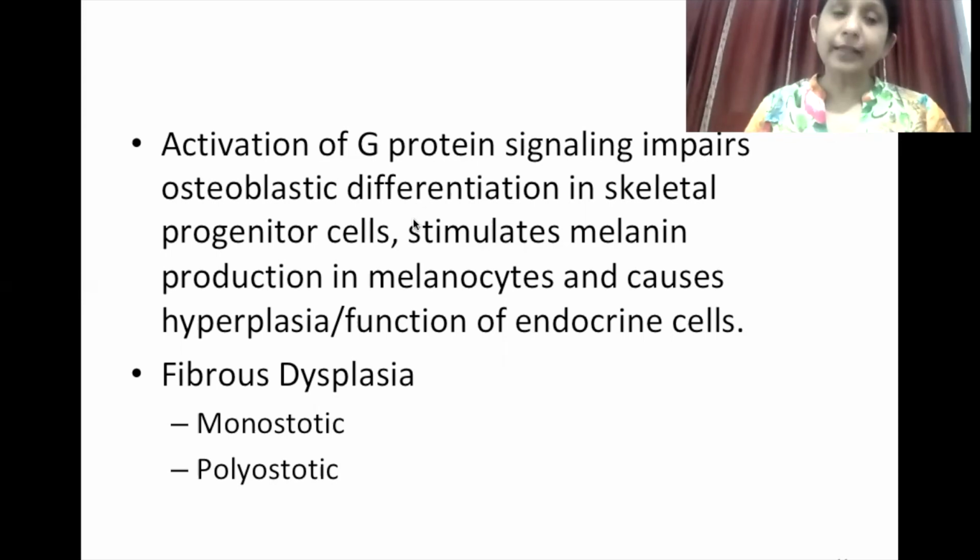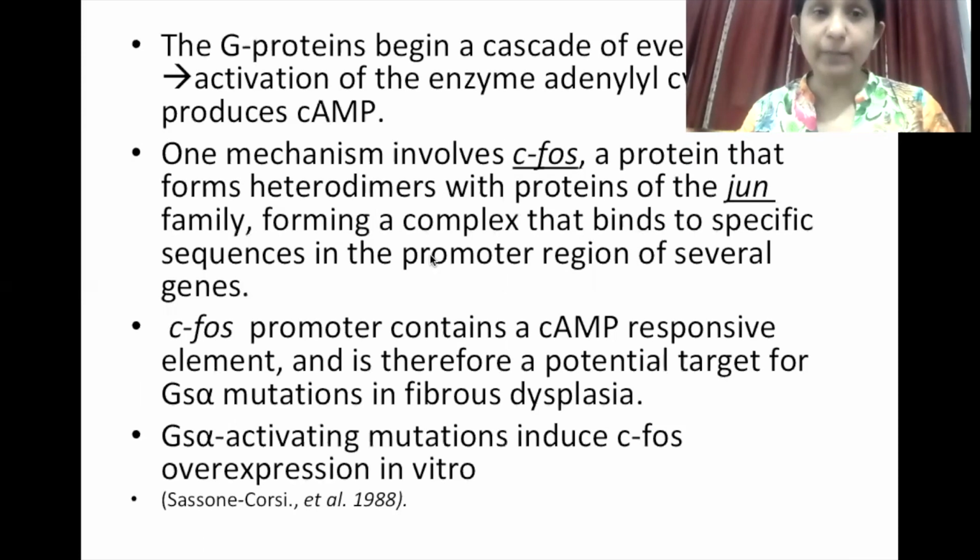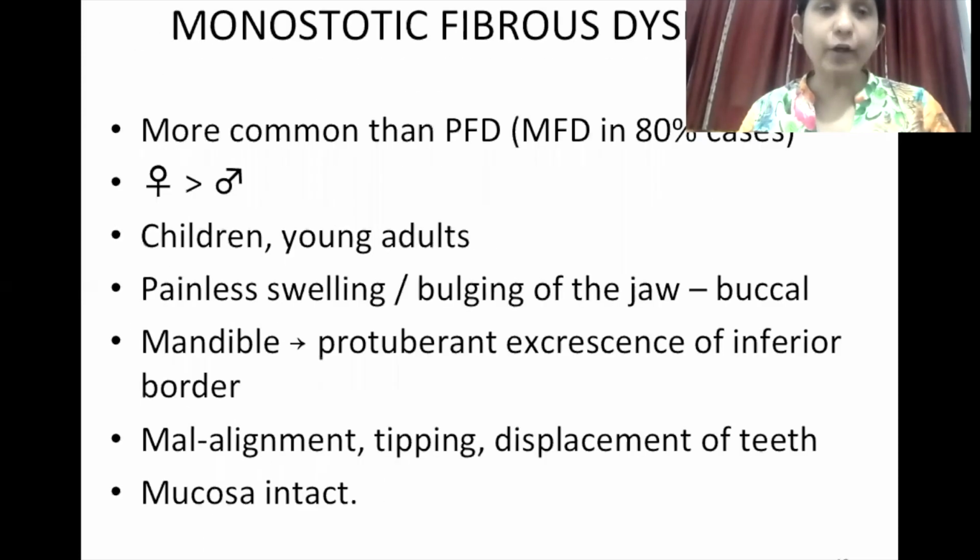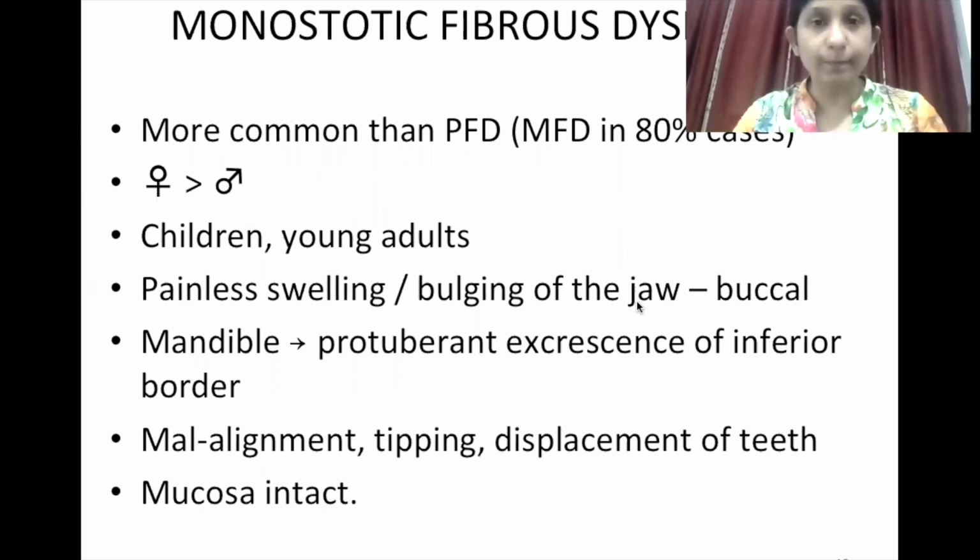All right. So that is monoostotic and polyostotic fibrous dysplasia. Coming on to monoostotic fibrous dysplasia, this is more common because 80% of the cases are monoostotic. It's seen more in females than in males, also seen in children and young adults. So that is one point which we have to understand.